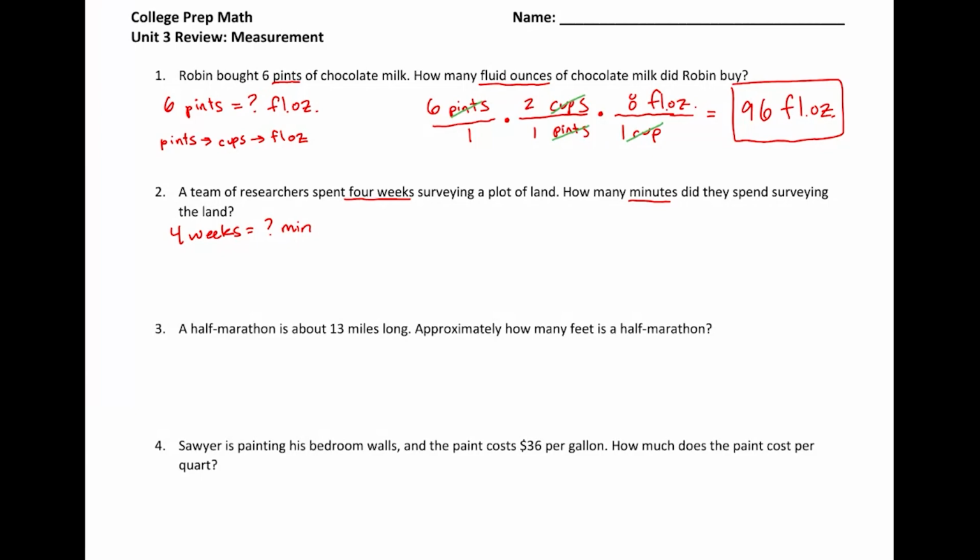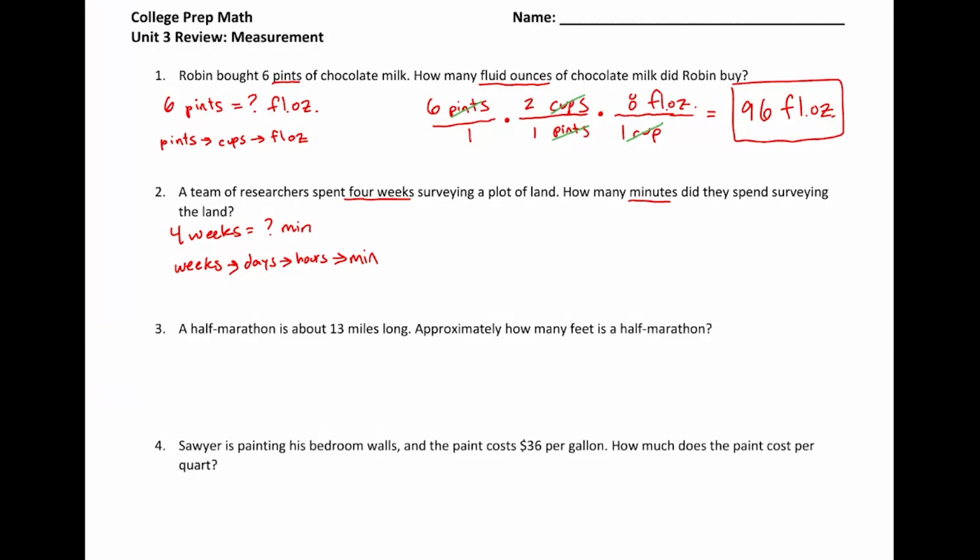What we do have is a conversion from weeks to days, days to hours, hours to minutes. We'll keep that going down here. And that's it. So just hours to minutes. I'll just leave it there. For some reason, I was thinking seconds. So weeks to days to hours to minutes.